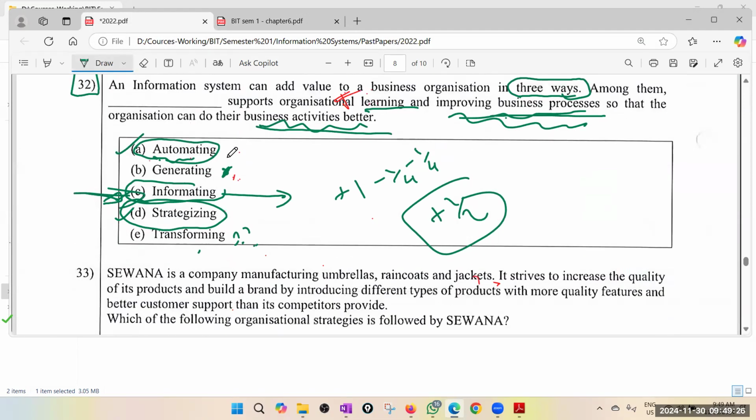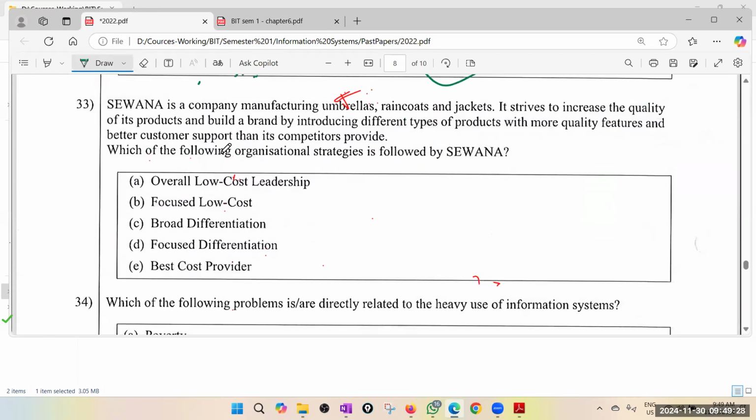Right. So let's move on to the next one. 7 is a company manufacturing umbrellas, raincoats and jackets. It strives to increase the quality of its production and build the brand by introducing different type of production with more quality features and better customer support.